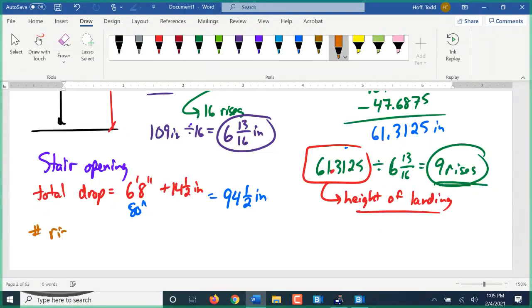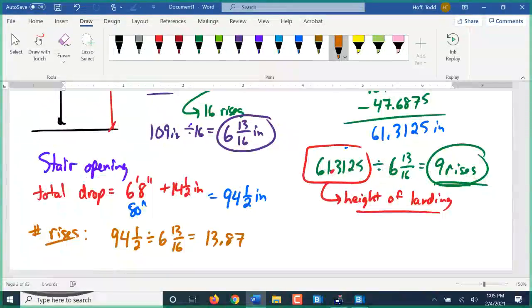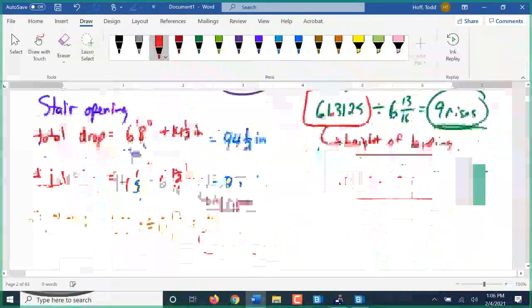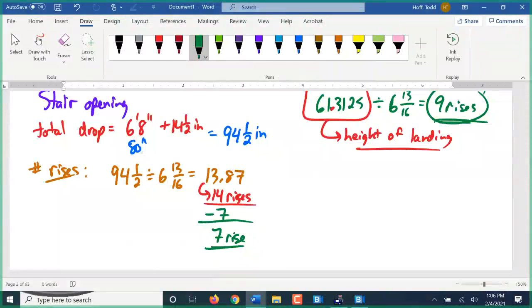We find the number of rises, 94.5 divided by that 6 and 13/16 again. We get 13.87, so that rounds up to 14 rises. Well, above the landing, we already had 7 rises. Below the landing, we need 7 more rises.